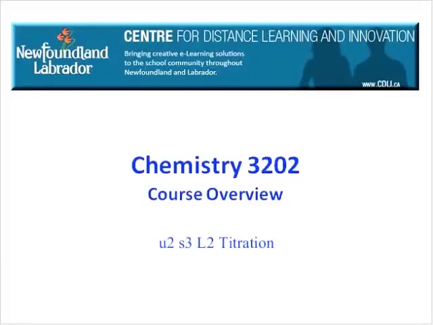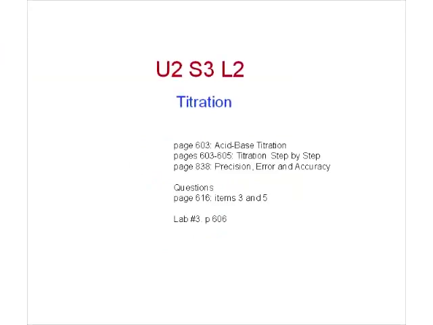Okay, welcome back again. This is Chem3202 course overview review. And today we're going to be looking at Unit 2, Section 3, Lesson 2. We're looking at a titration material, and this is based heavily on the core lab that you would have to do for this course, called the acid-base titration lab. So let's have a look at the acid-base titration.